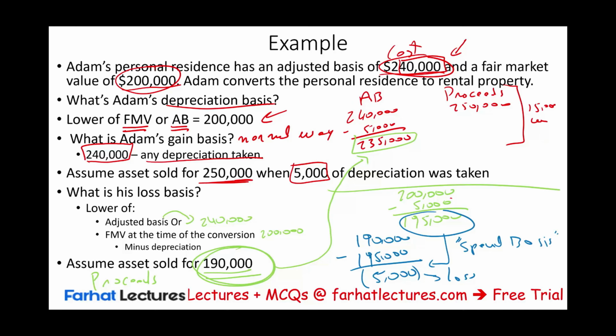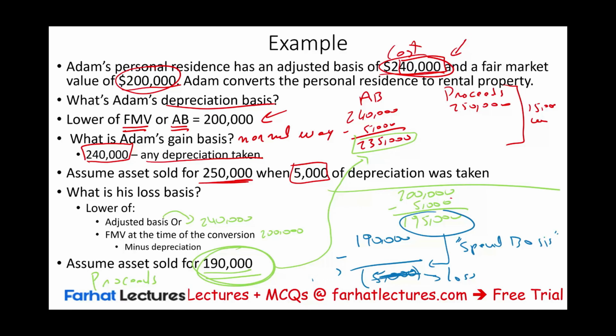If we use the same adjusted basis as the gain, we would have taken 190 minus 235. We would have done that. And if we did that, the loss would be $45,000, and Adam would be happy to deduct $45,000 of losses. But we can't do that.